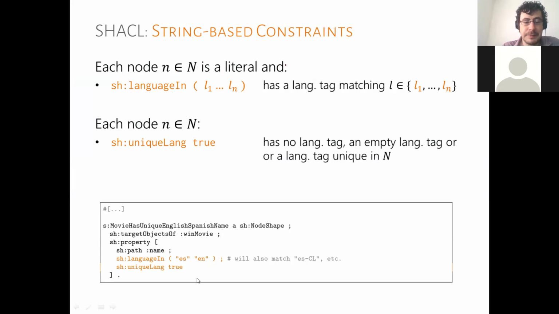So here we have some shape, which has the very catchy name of movie has unique English Spanish name. Where we have that all of the names are either English or Spanish, and that each name is unique for that language. It's worth noting as well that ES, for example, will match the Chilean Spanish variant, or EN will match EN US, EN UK, EN IE, and so forth.